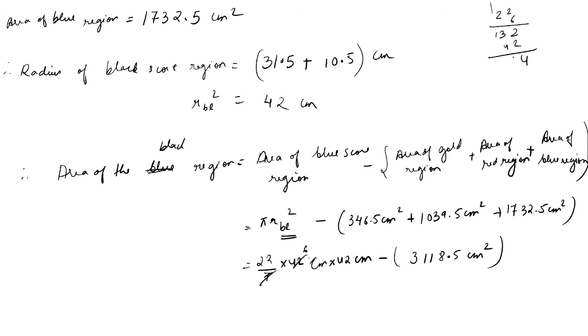2 into 2 is 4, 3 into 6 is 2, and so on. So it will give you 5544 centimeters square minus 3118.5 centimeters square. Clear? So when you subtract this, you'll finally get 2425.5 centimeters square, which is the area of the black region.